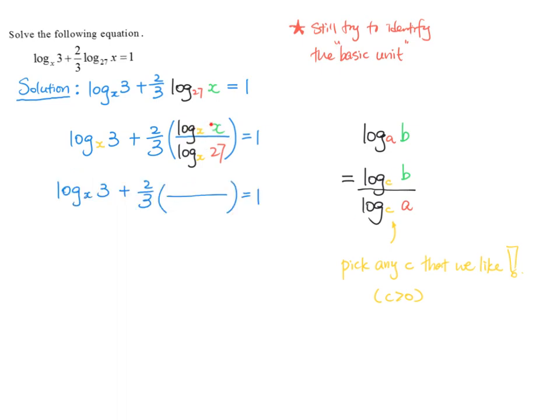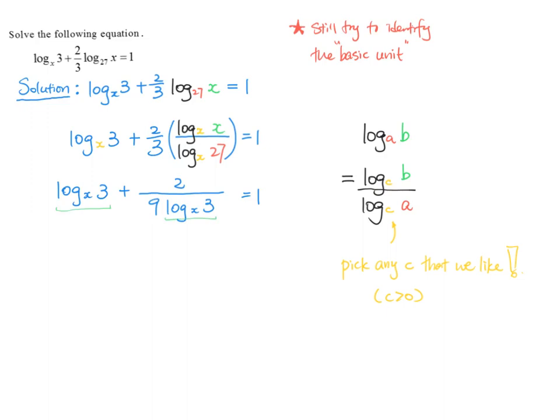And for the top part, x to the what power equals x? And obviously this is 1. And for the bottom part, it becomes this. And why do I want to break 27 into 3 to the power of 3? Because this is to stay consistent with the basic unit, which is this, and it has a 3 in it. And then this 3 can actually be moved to the front, right? Which gives me this.